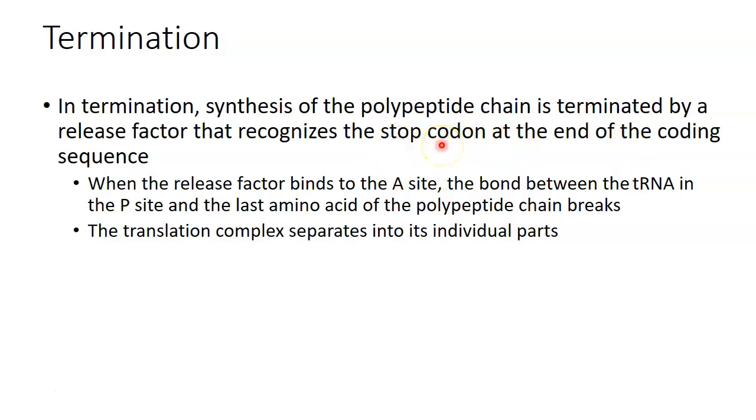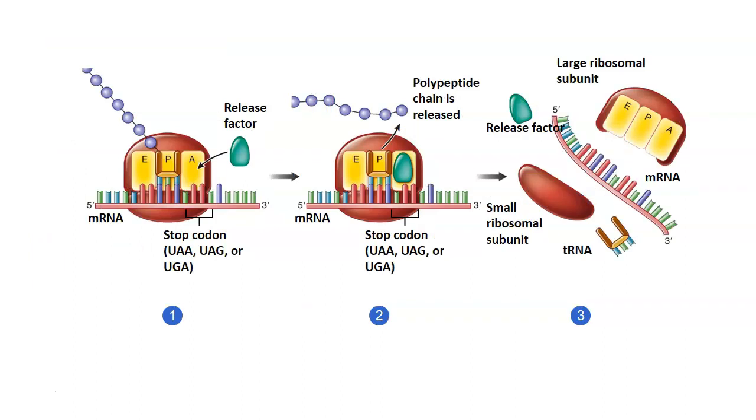Once the ribosome reaches that sequence, a protein called the release factor will bind to that A site, and that's going to cause the tRNA in the P site to become disassociated from the growing polypeptide chain, and that's going to cause the whole complex to come apart. So let me show you that.